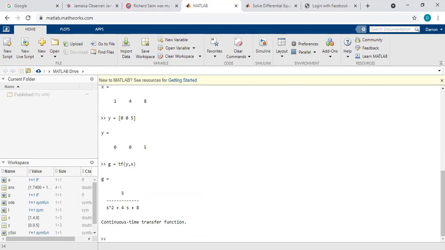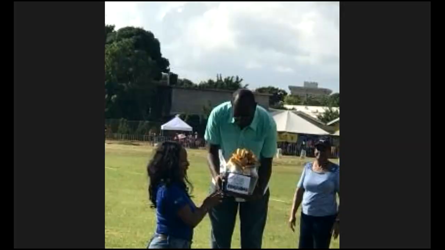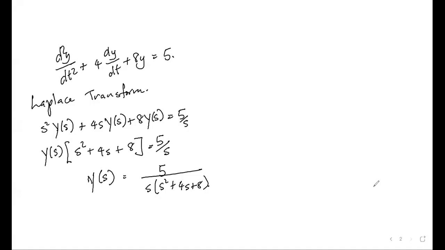So now, we said that's the transfer function. No, it wasn't that. Anyhow, leaving that alone. I'm just using MATLAB to show you that it was s times (s squared plus 4s plus 8).